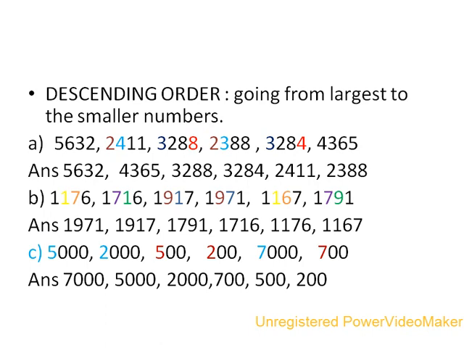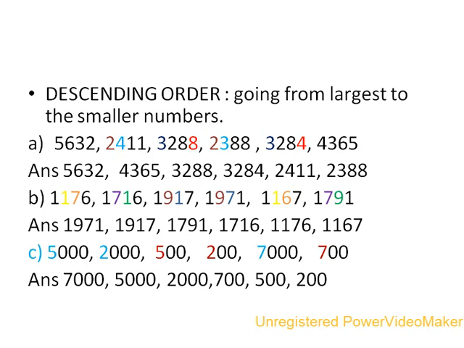So we will compare their hundreds place. Again they are the same. So we will see their tens place. Again they are the same. So we will compare their ones place. Here we find 8 and 4. So 4 is smaller than 8. So we will write 3288 first. After that 3284.